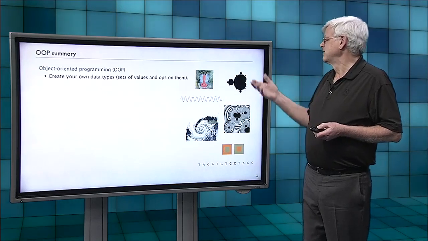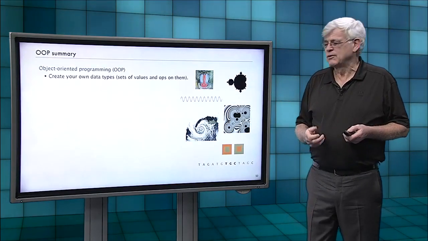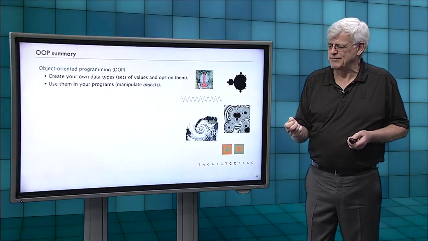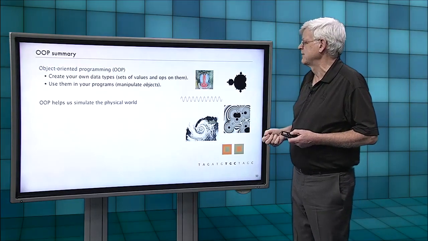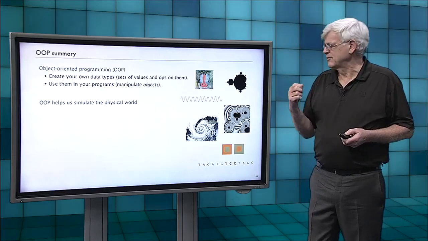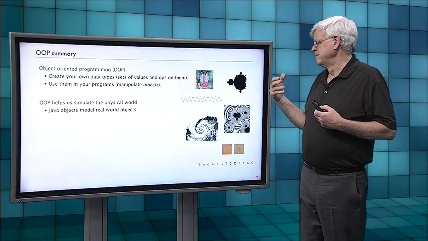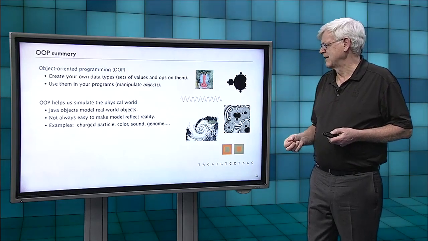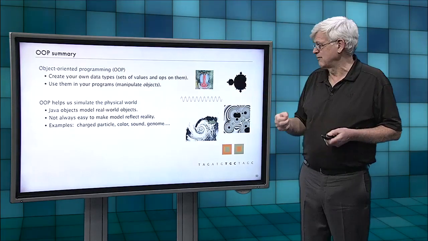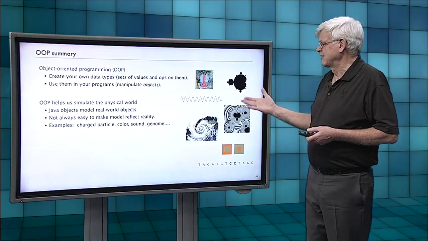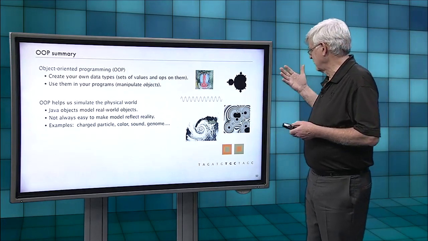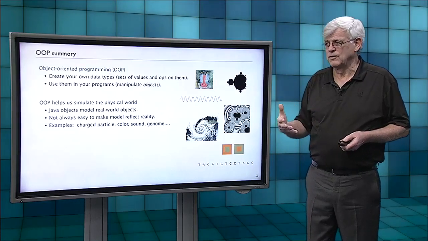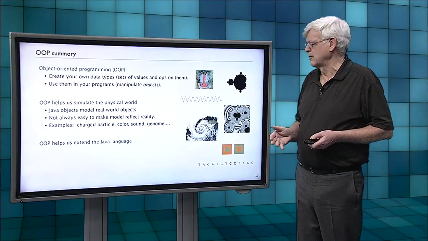So the summary is, with object-oriented programming, you can create your own data types, you can use them in your programs, and manipulate objects that have data type values. And really what it does is it helps us simulate the physical world. Often, objects are meant to model real-world objects. Sometimes we have to struggle to make it reflect reality, but we've seen plenty of examples with charged particle, color, sound, and genome that allow us to compute with models of the real world. That's the real benefit of object-oriented programming.